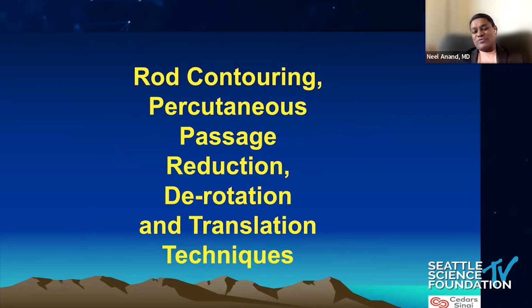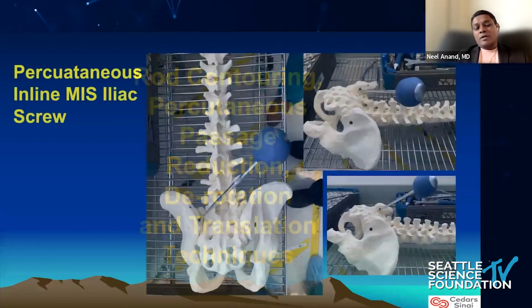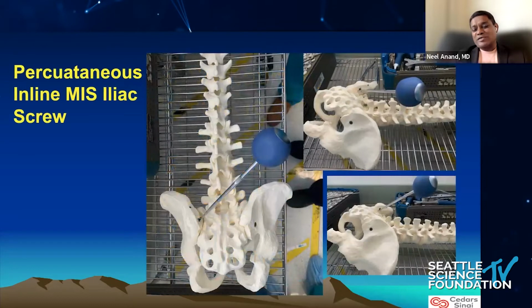This is a huge factor in the correction of major deformity: rod contouring, percutaneous passage, reduction, derotation, translation. Nobody seems to talk about it. You're not just throwing some screws in and lining a rod up. The iliac screw is a percutaneous inline MIS iliac screw. It's low down. You can go right below that crest. It's 1 finger breadth lateral to your S2 AI entry point. By the way, if anyone wants to feel it, it's right there.